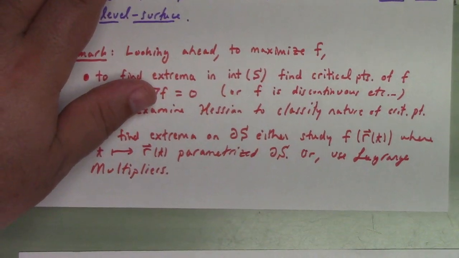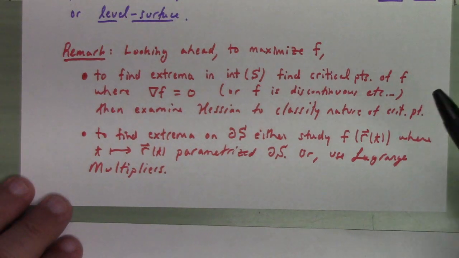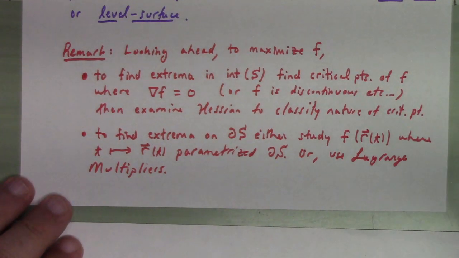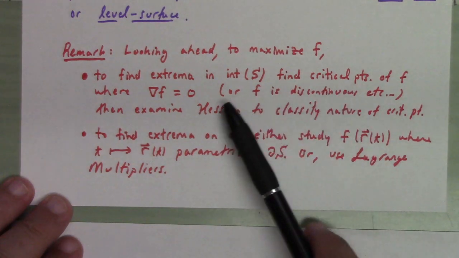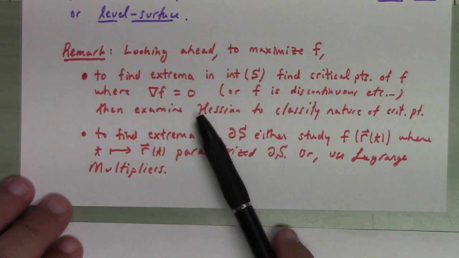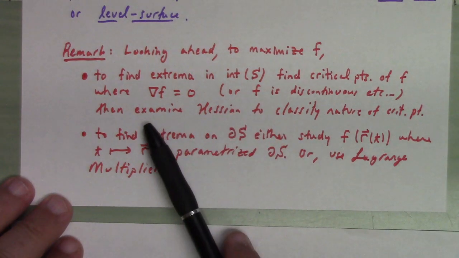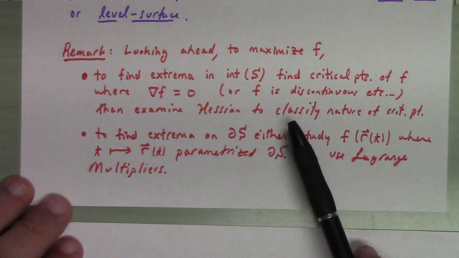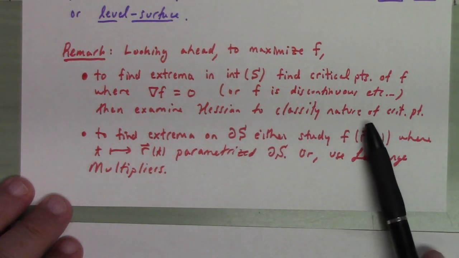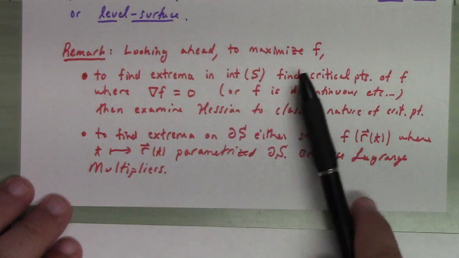But I should mention, looking ahead, to maximize a function, we have two steps, right? The one is to look for extrema in the interior. We'll find critical points. That's places where the gradient is 0, or where it doesn't exist, or there's a discontinuity in the function, whatever. And those give us candidates for minimums or maximums. Of course, we could also look at the Hessian at such points to clarify the nature of the critical points as min, max, or saddle. That'll be the topic of a future lecture.